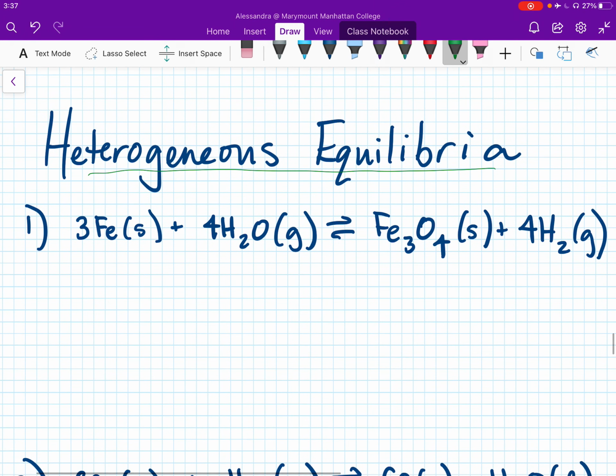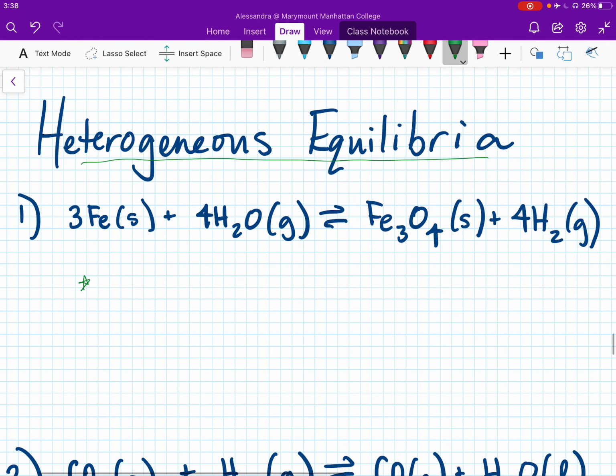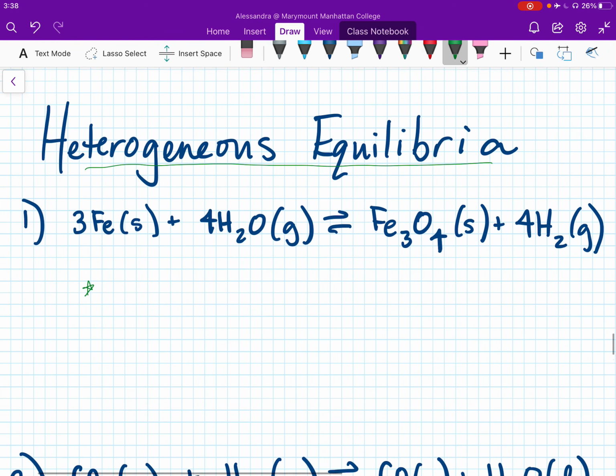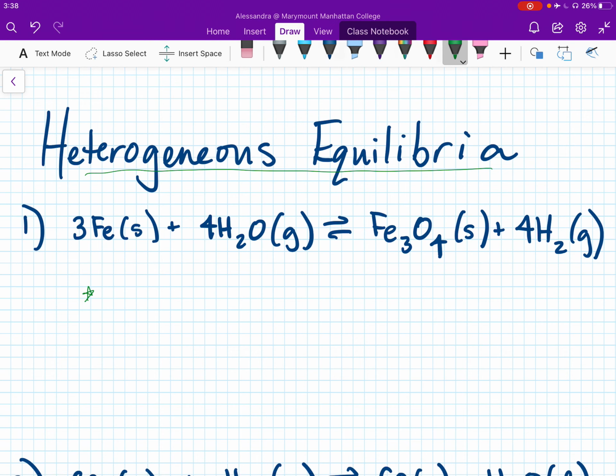So in the first example, we have 3 solid irons plus 4 gaseous waters in equilibrium with Fe3O4, which is a solid, and 4H2 in the gas phase. This is an example of a heterogeneous equilibrium because we have both solids and gases. Now, it's very simple. Solids cannot have concentrations, so we don't include them in K.